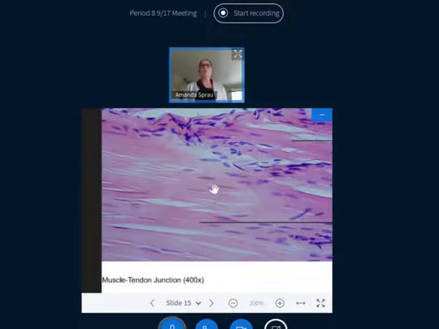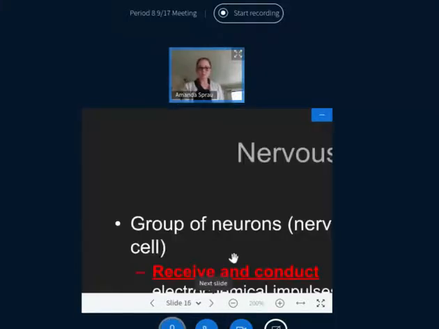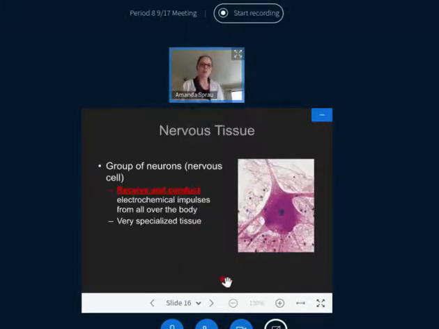Usually when we think about the order that we find things in, epithelial is always on the outside, and then you'll see your connective tissue is the next layer, and then muscles will be next. And then inside all of that is our nervous tissue. Nervous tissue is a group of neurons or nervous cells. These are specialized cells that receive and conduct electrical and chemical impulses from around the body. They are very, very specialized. And like I said, the reason that we don't go into a ton of detail about how they work is because we're going to spend an entire unit on how the nervous system functions later this semester.